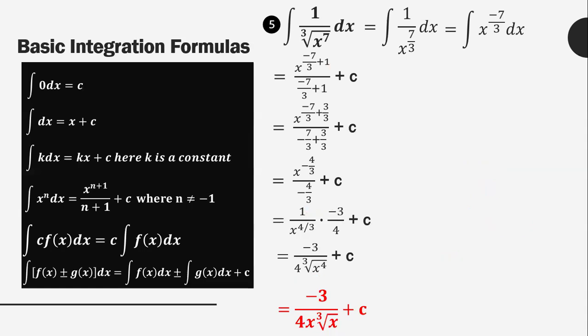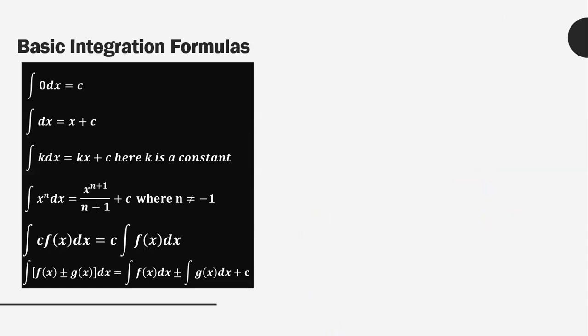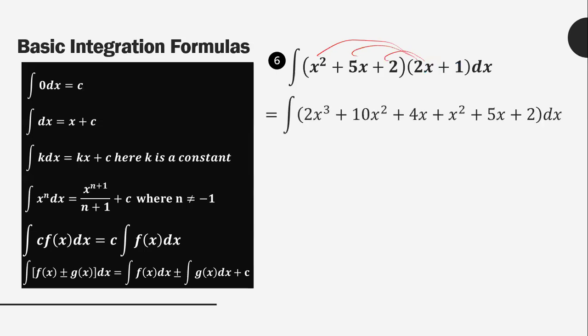Any question? Let us proceed now to number 6. So this is not a product rule because we do not have a product rule in integration. But what we can do here is to distribute 2x and distribute 1. So for the first process, we have 2x cubed plus 10x squared plus 4x. And then we will distribute 1. That is x squared plus 5x plus 2.